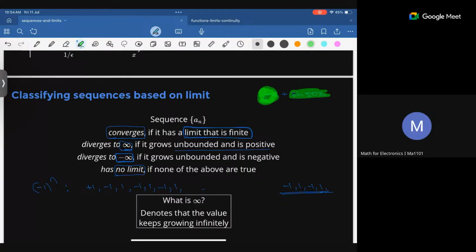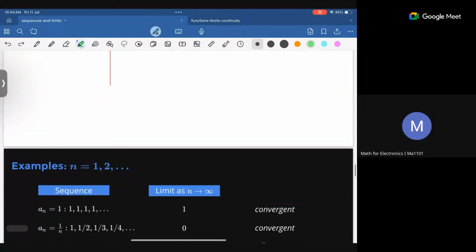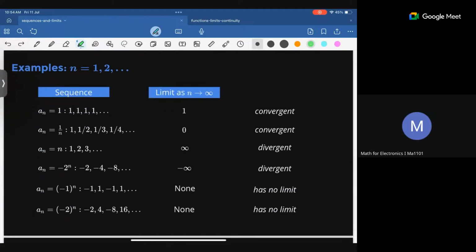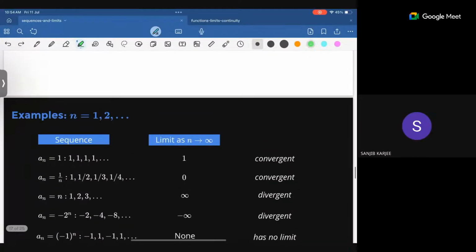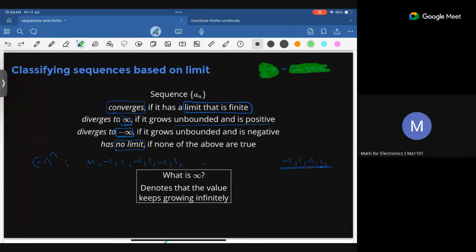Okay? I hope this is okay. Yes, sir. Thank you, sir. All right. Any other doubts? Shall we move on? All right. So there are many examples. Divergence can also go to minus infinity instead of plus infinity. Plus infinity and minus infinity, both we will call divergent sequences.